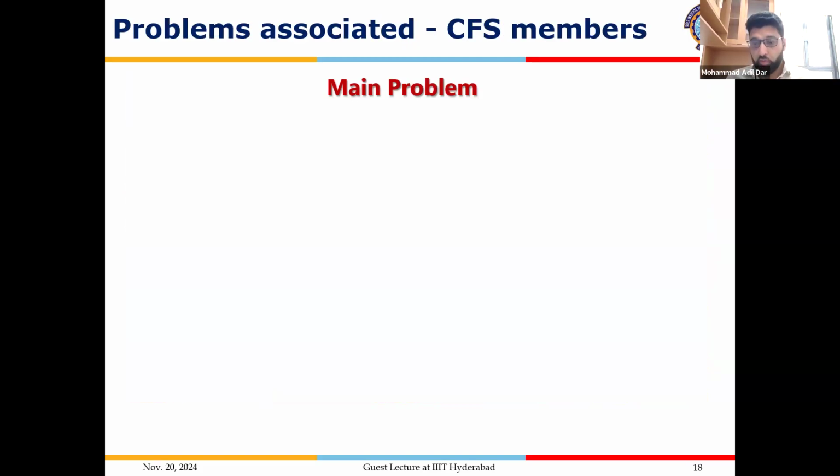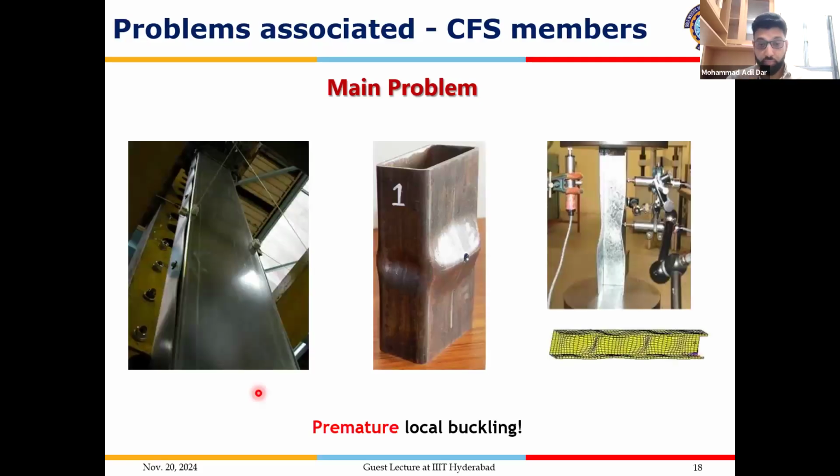Now we spoke about all the good things about cold form steel. Now let's address the main problem. The main problem is premature local buckling. As cold form steel sections are thin-walled, they buckle at lower loads, resulting in different types of buckling. That's the main problem that we address through research.